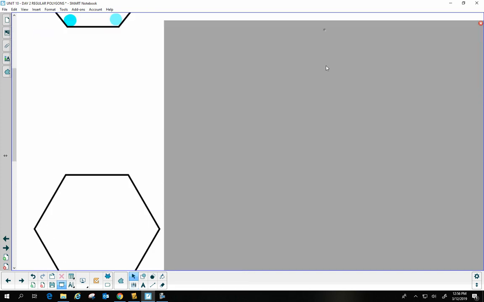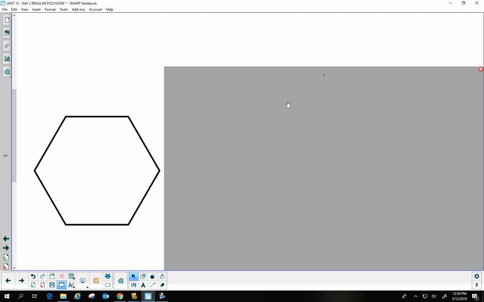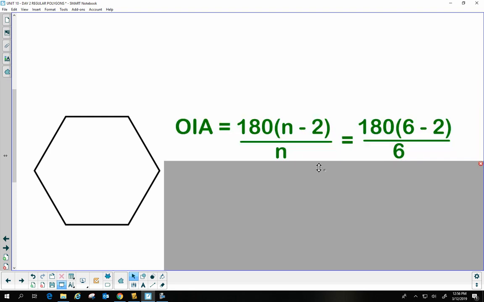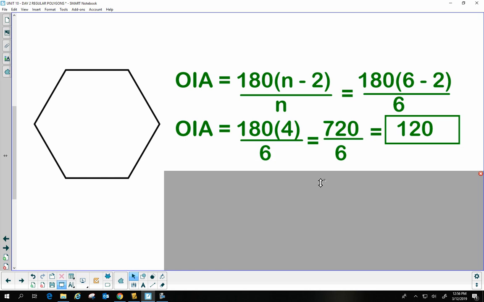So let's do another one. I have a hexagon. Got 6 sides. I write my formula every time so that I can remember it. Make sure you're plugging in 6 twice, 6 on top and 6 on the bottom. When we simplify, we get 120 degrees. So again, that's 120, that's 120, and so on. If you added them all up, you get 720. Because this is a regular hexagon, all of the angles are the same.